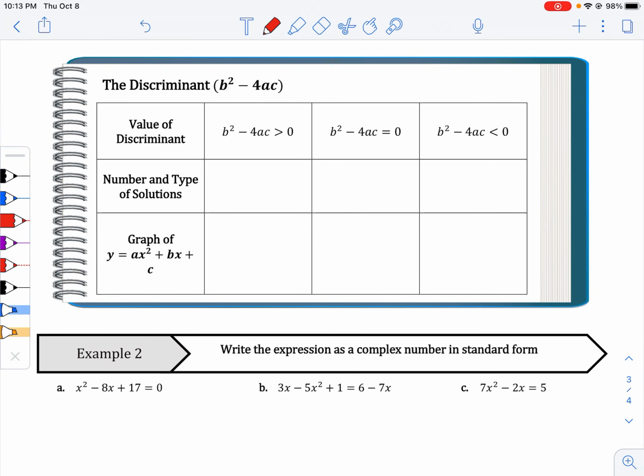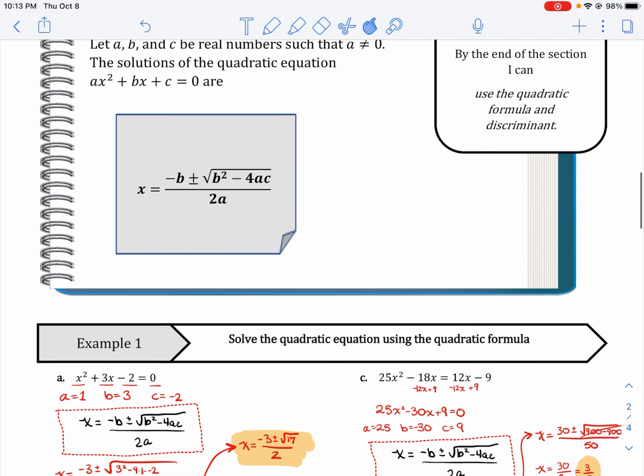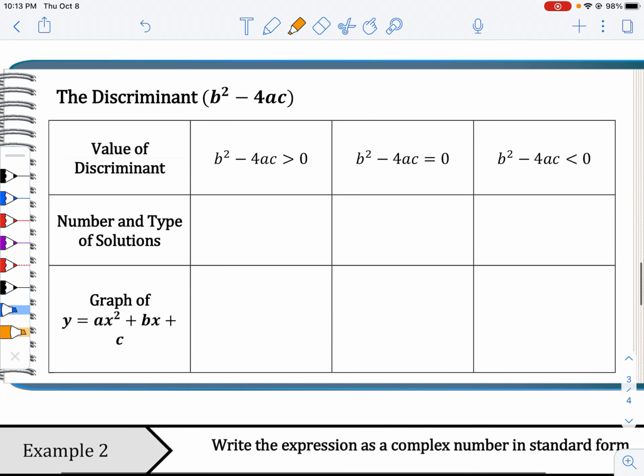So we're going to finish section 1.8 today. Yesterday we talked about the quadratic formula. We actually found the quadratic formula by completing the square. Today we're going to talk about a part of the quadratic formula. Notice it's this part right here. It's under the square root. This is called the discriminant. So don't take the square root of it, but just consider b squared minus 4ac.